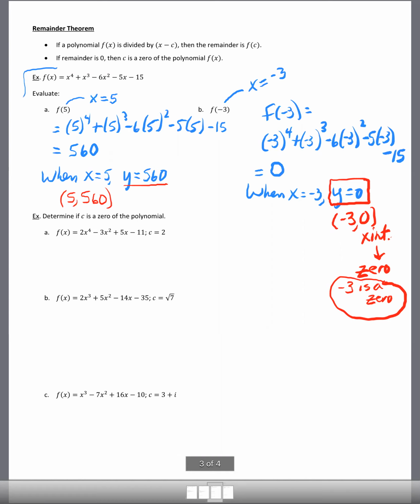We can say, well, let's go in here and find what is f of 2, because that's our c value. We're going to plug it in. And if we do that, we'll find out that this is 2 times 2 to the 4th minus 3 times 2 to the 2nd plus 5 times 2 minus 11. So if we calculate that, we can find out what the function's value is at 2. So let's see what we end up with. And I got 19.